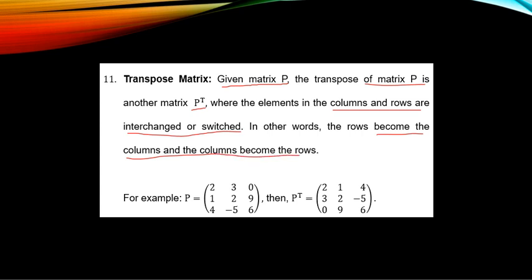Okay, for example, I look at matrix P. It's a 3 by 3 matrix.